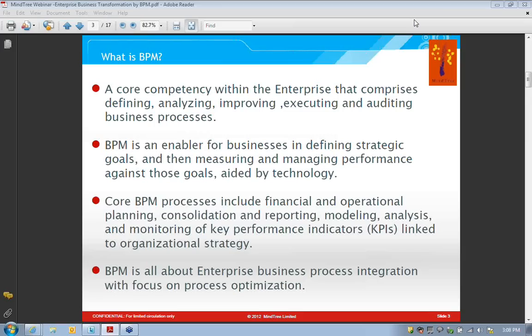So we try to integrate all these business processes with a peculiar focus on whether the resulting integrated process scenario is optimized or not, or whether this is the best way of integrating these processes. Is this the optimum number of steps which will constitute a process or not? So that comprises a set of definitions on what a business process management initiative is all about.